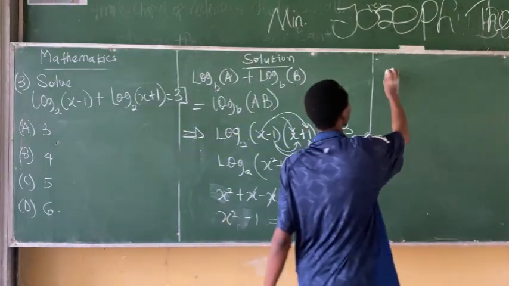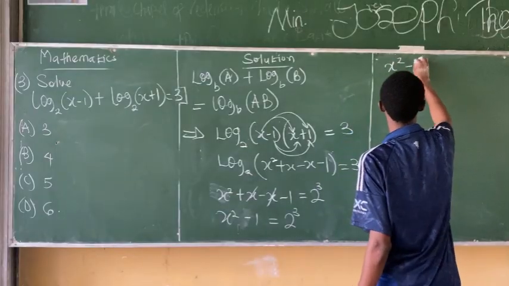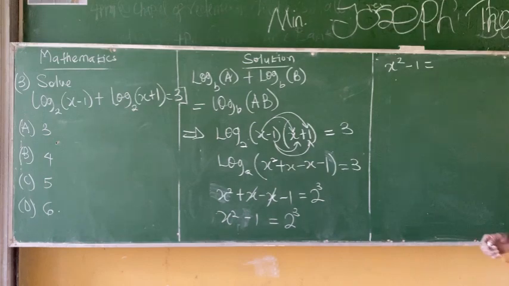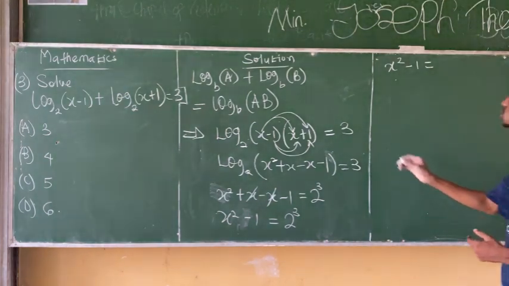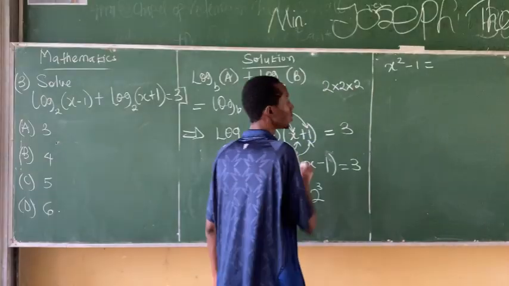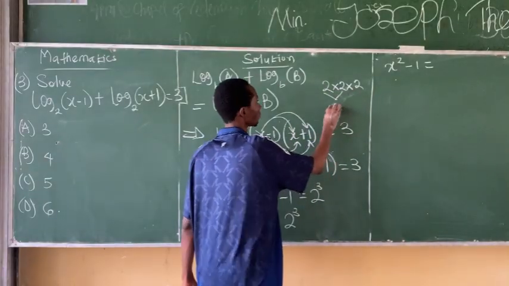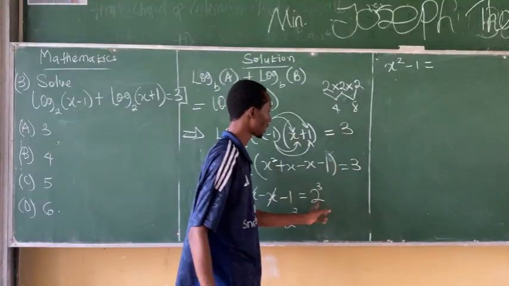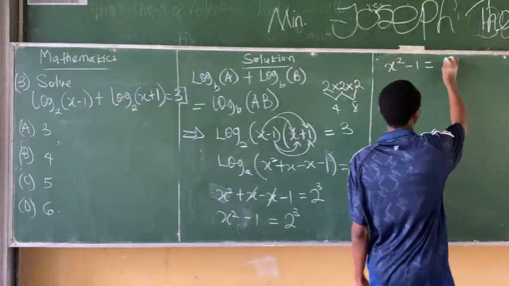We have that x squared minus 1 is equal to 2 raised to the power 3, which is the same thing as 2 multiplying itself 3 times, which is 2 times 2 times 2. 2 times 2 gives us 4. 4 times 2 gives us 8. Therefore, 2 raised to the power 3 is equal to 8. We have 8 here.